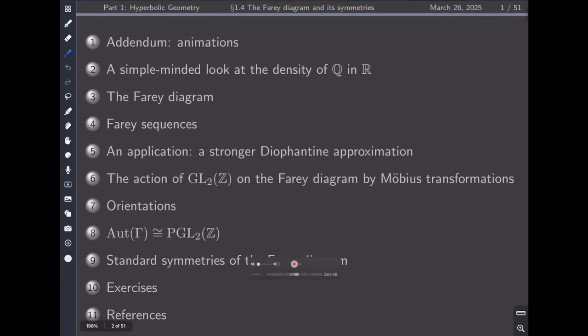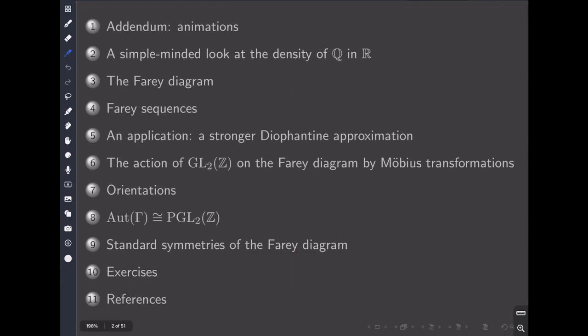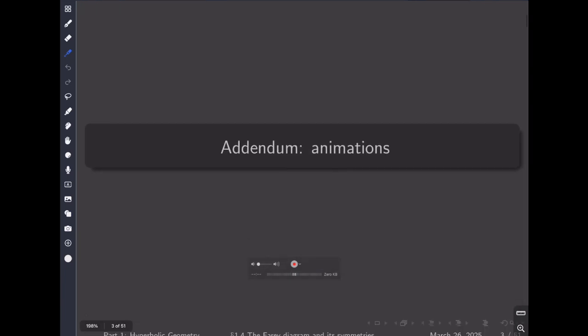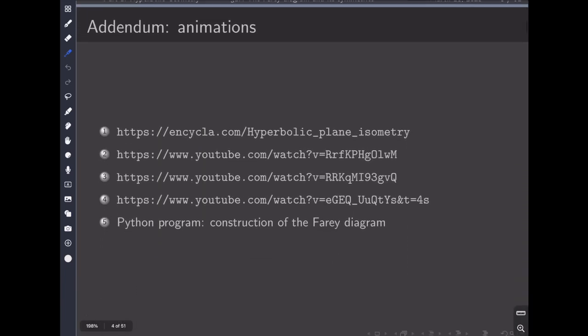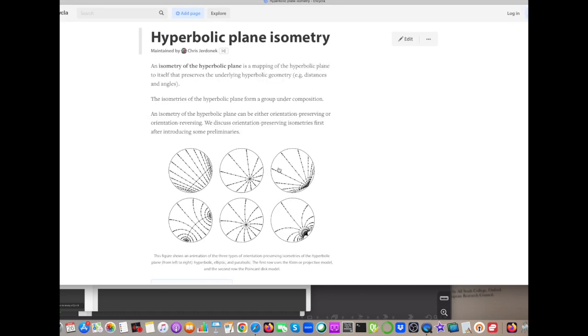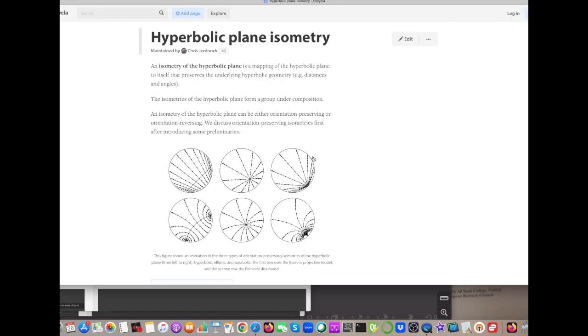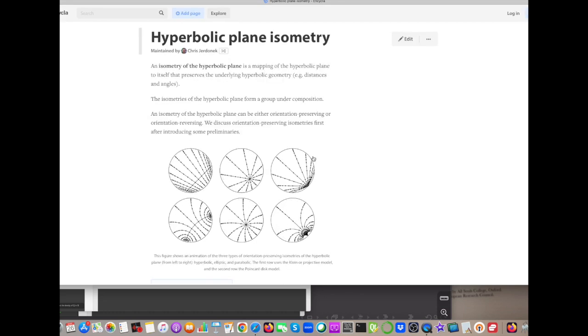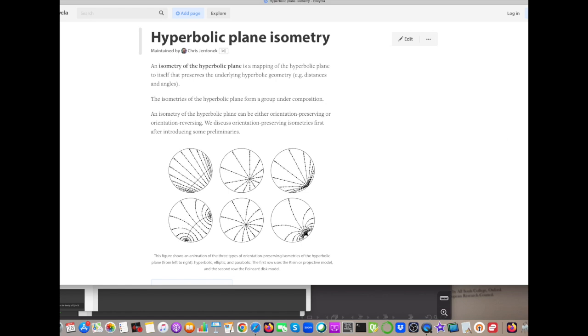Yes, so the first thing is an addendum, which, let's see, does it work with animations? I didn't make them. To illustrate, let me say it more or less quickly.